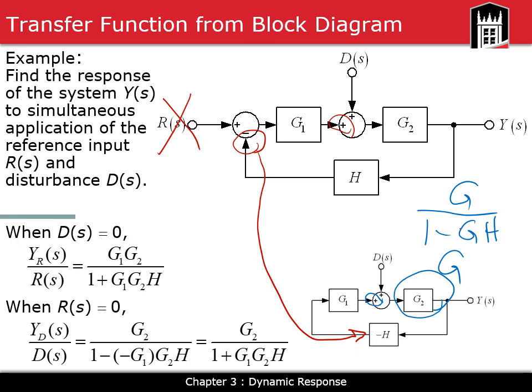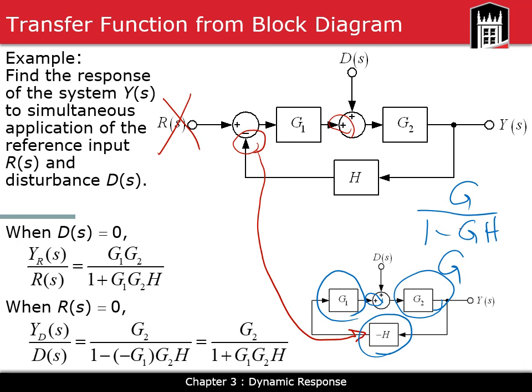Remember, not G1 times G2. This is the block, the only block that's after the summation and before the output Y. The feedback path, on the other hand, now has two blocks. One is negative H1, the other one is G1.